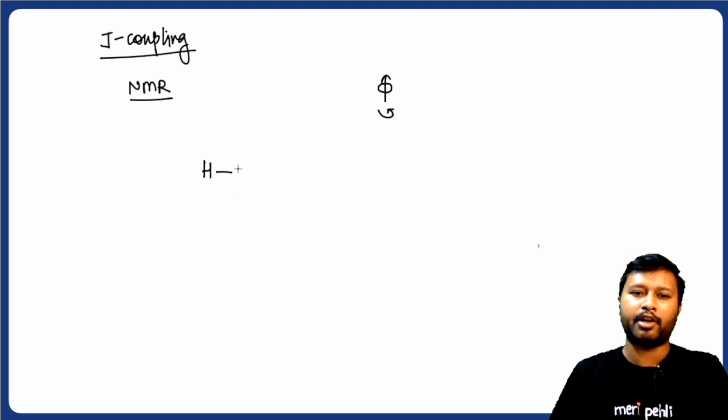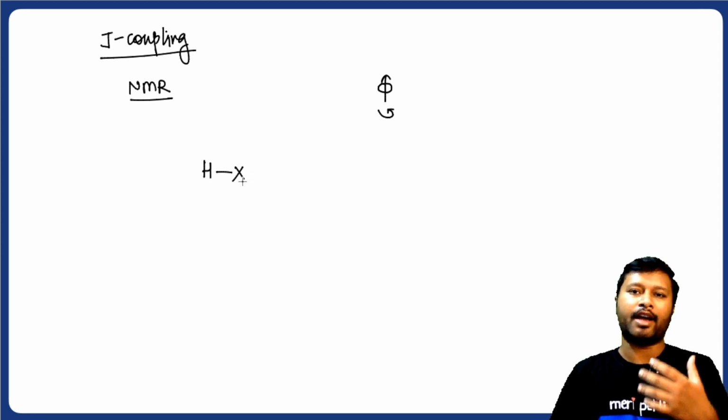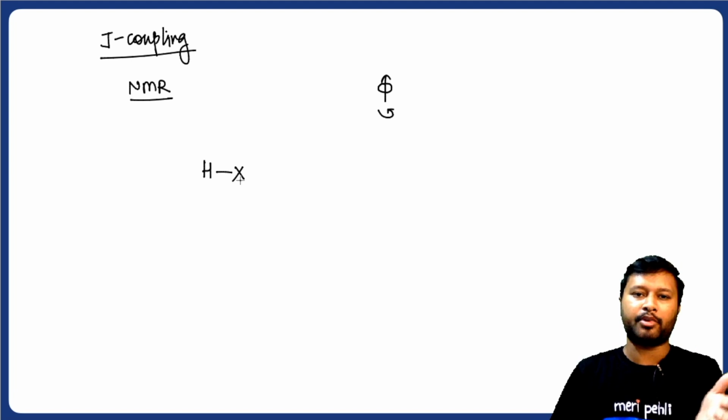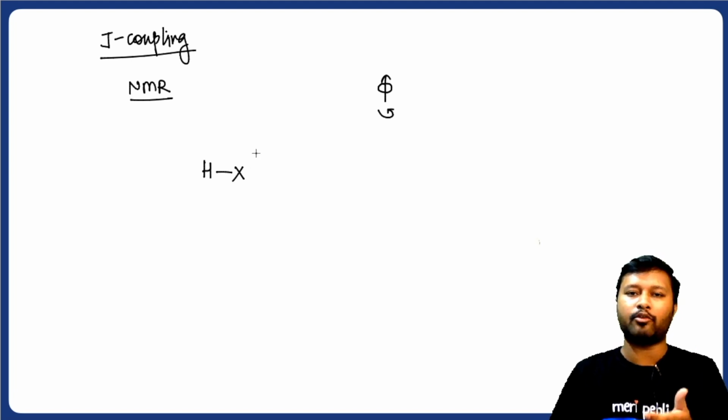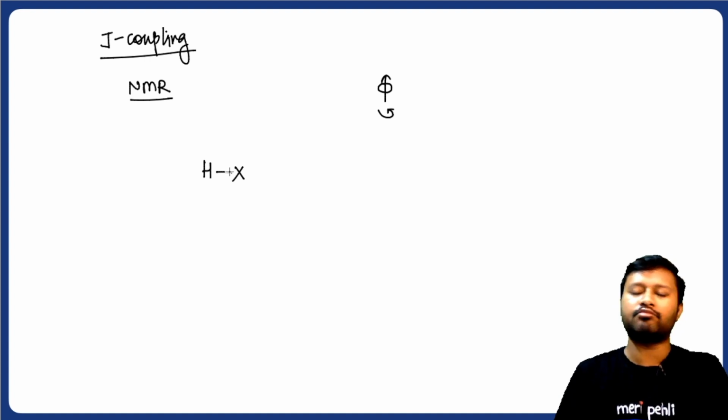Let's call this group X. If this group X has some I value, then the spin of group X is going to affect the spin of the proton, and that's why the NMR you measure for this proton is going to have a slightly different effect than if the hydrogen were separated from X. So it depends on what group is attached to it. Here the group is directly attached. There will be cases where the group is a little bit far, and that's what we are going to see.